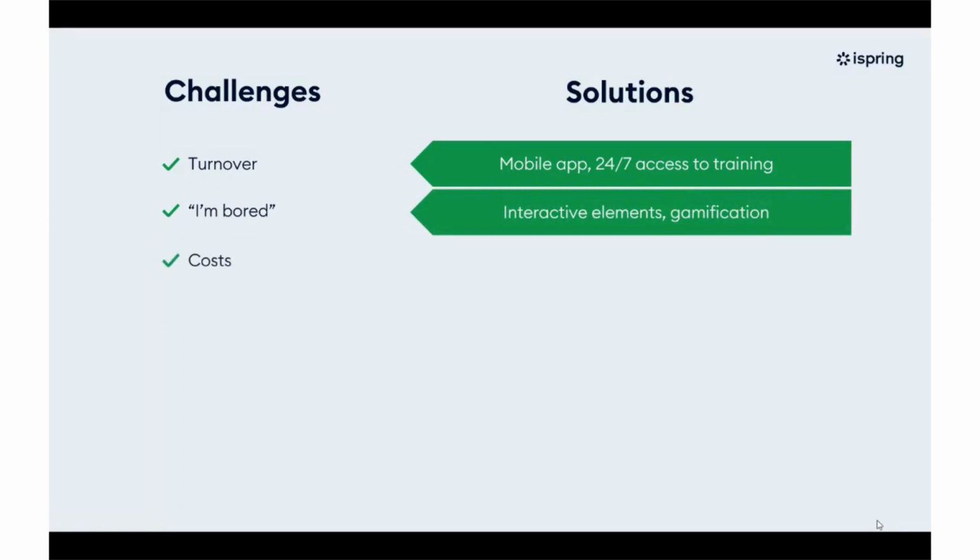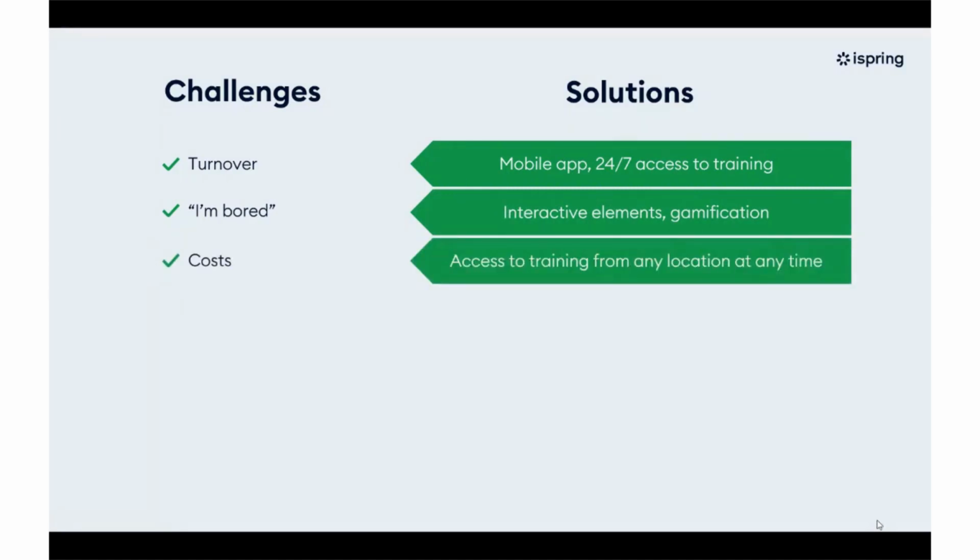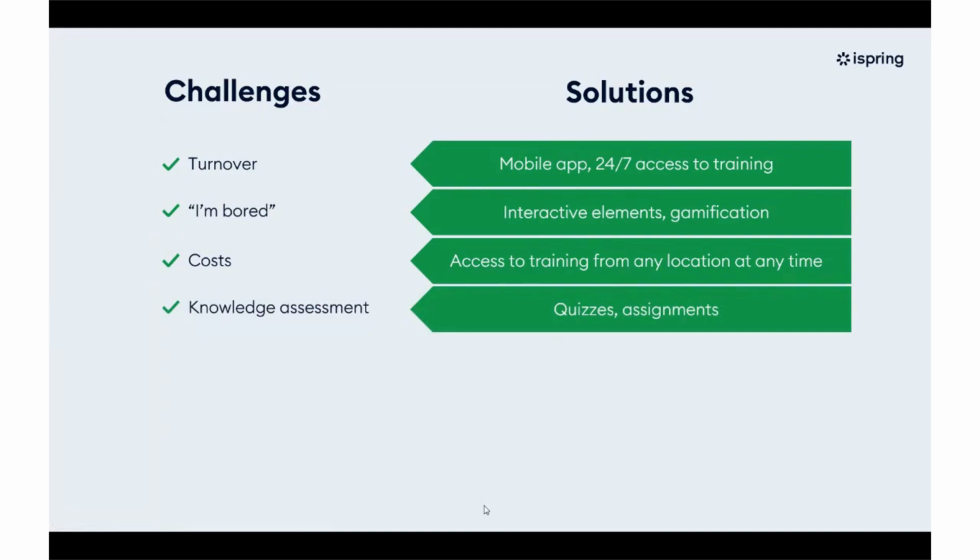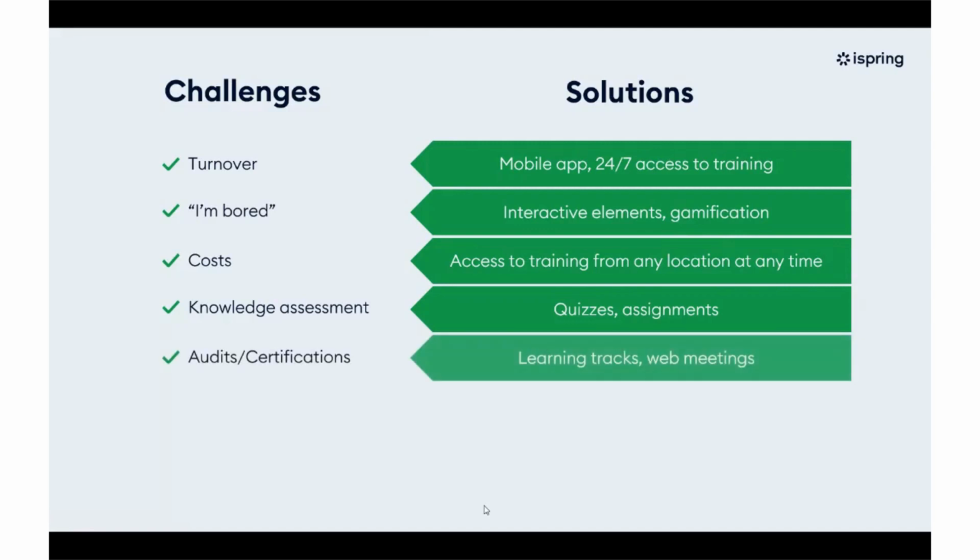As for costs, when compared to traditional forms of learning, e-learning stands out due to its highly cost-effective nature. This is primarily because expenses incurred with travel, study materials, and accommodations when the training happens in another city, state, or country, for example, can be reduced. What about knowledge assessment? To check your learner's progress, you can create interactive quizzes and assignments and get results. And audits and certifications. You can create various programs for your employees with the help of learning tracks and web meetings.